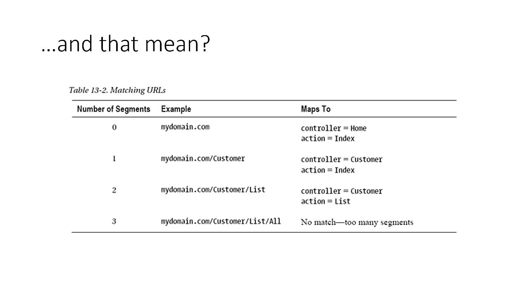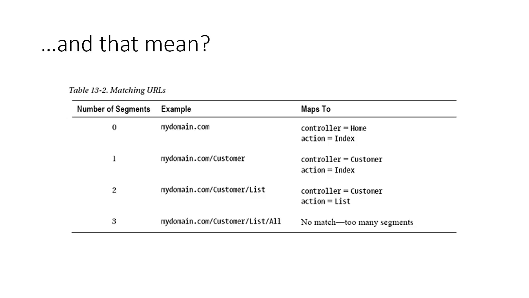So /customer means the customer controller, but there's no action segment, so the index action will be used. Adding 2 segments, mydomain.com/customer/list says that the controller is still customer, but now the action to be called is the list action inside of the customer controller.